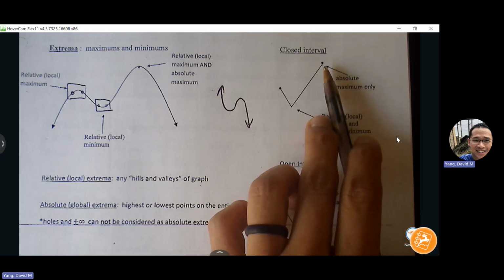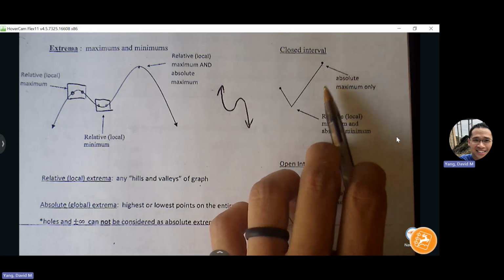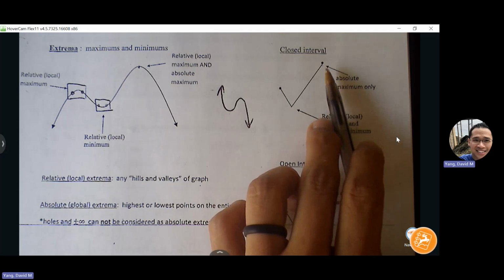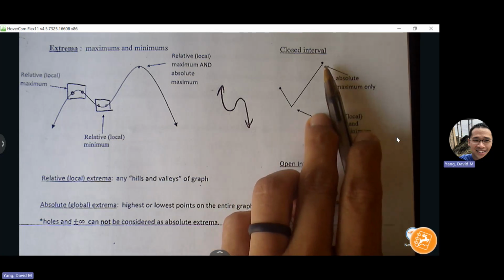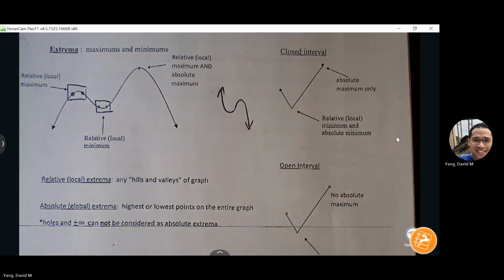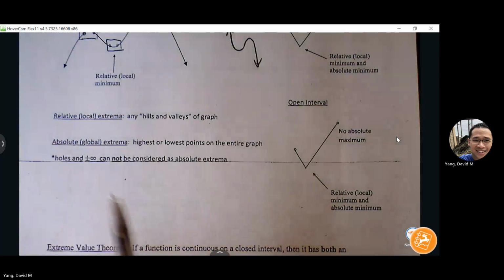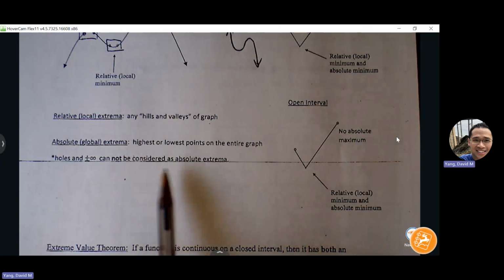So an endpoint cannot be a relative maximum or relative minimum. Okay? It can be an absolute maximum, but not a relative max, relative min. It needs to have something on the other side to compare with. So basically a hill of the graph is a relative max, a valley of the graph is a relative min. Okay.